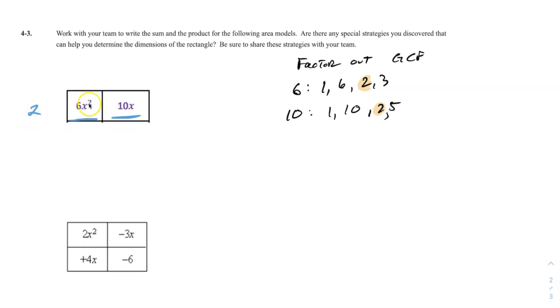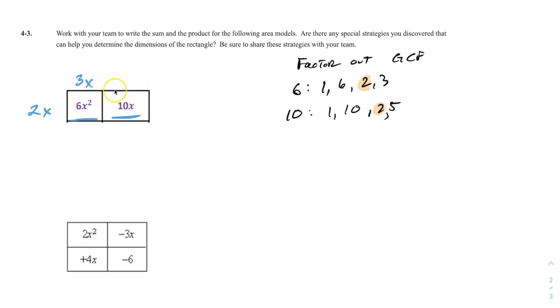Now let's look at the x's. This has 2 x's, this has 1 x. Pull out 1 x from both of them because this doesn't have 2 x's to pull out. So factor out 2x. And once we have that down, then the rest is just to get right. You've got to think about it logically. Like, what times 2x gets me 6x squared? Well, 2 times 3 gets me 6, and x times x would give me the x squared.